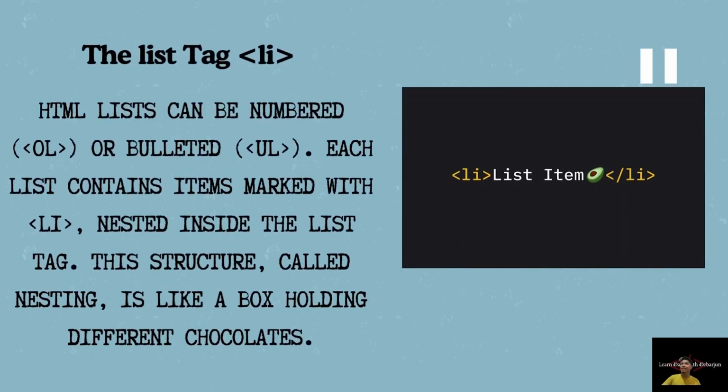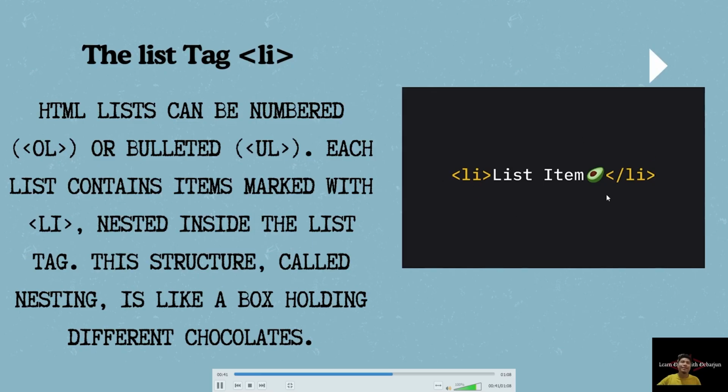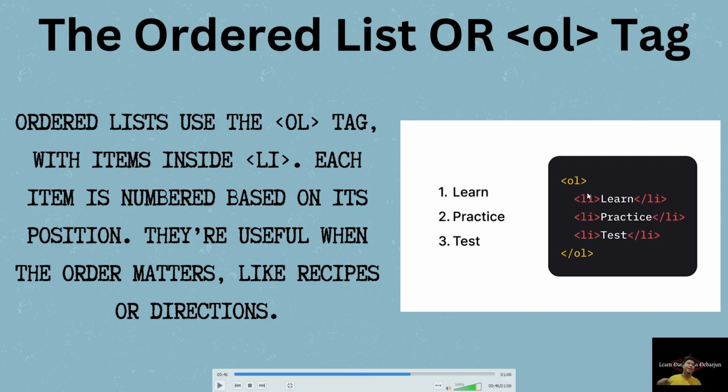Okay, next part, the list tag. You will use list tags most of the time. If you want to use a numbered list, you can use OL, which means ordered list. We will learn about this after this. Each list contains items marked with li. You will have some content, but this is called the list tag. So how are we going to use the list tag? We're going to use it like this, inside the ordered list.